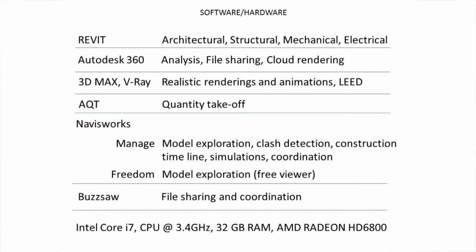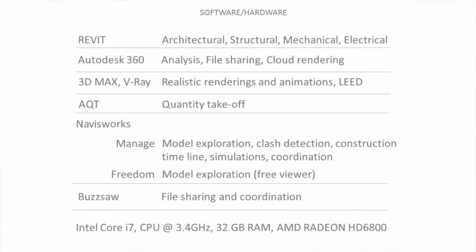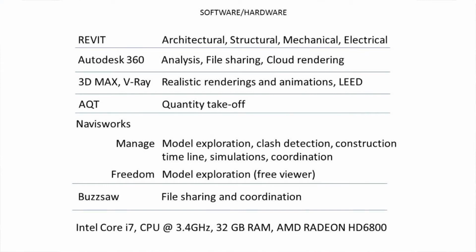3D Max and V-Ray, we use that for renderings, animations, presentation stuff, but also for LEED analysis. AQT is quantity takeoff. That's an estimating software, and is really the next level of what we're going to do today in terms of material takeoff. Navisworks has a number of flavors, and really allows for model exploration, as well as some analysis, simulations, coordination. It's a big one. Most people that will talk to you about Navisworks will try to present the clash detection component as the most important, and it is important. But really, the coordination is a big one, and not many people will tell you that that's really important.